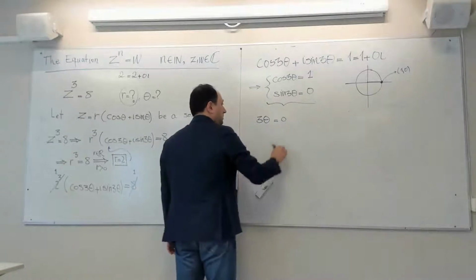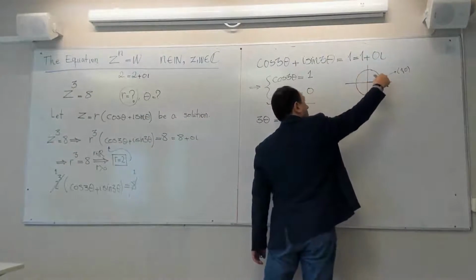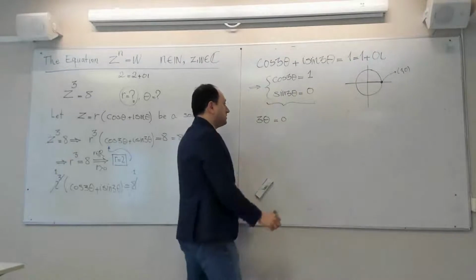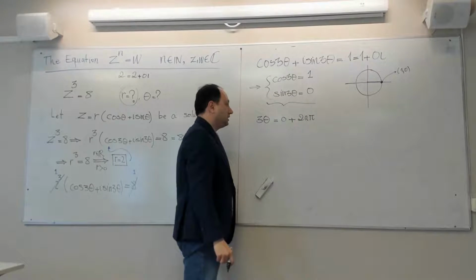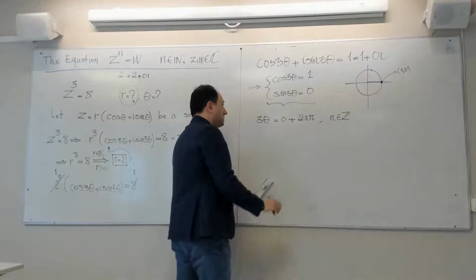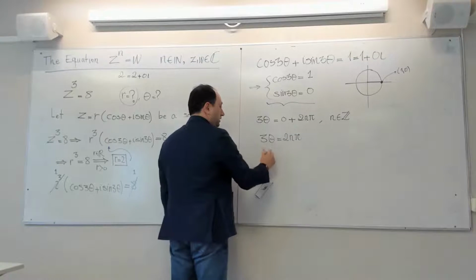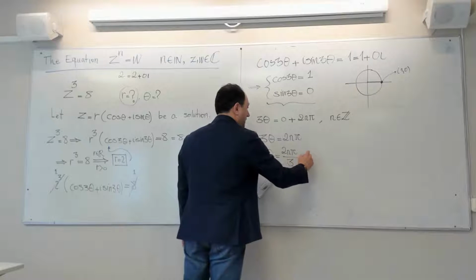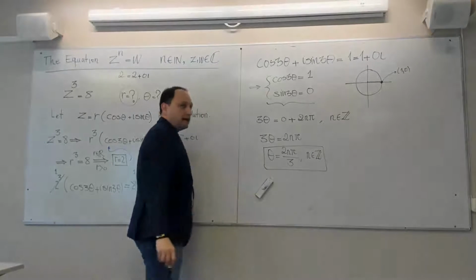So 0, but 0 is not the only angle, because I can go 1 full round in this direction or in the opposite direction. I can go 2 full rounds. So 3 theta is not only 0, but plus 2n pi, where n is an integer. So it means that 3 theta is equal to 2n pi, but I am looking for theta. So theta becomes 2n pi divided by 3, n belongs to Z. So I got infinitely many answers.